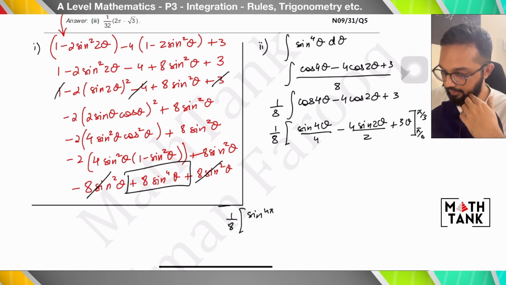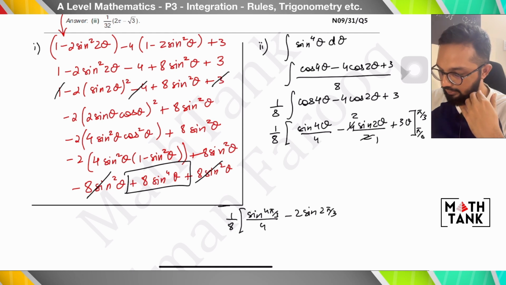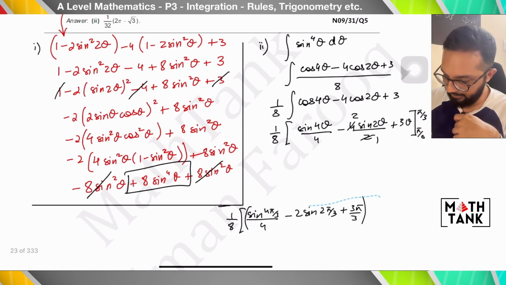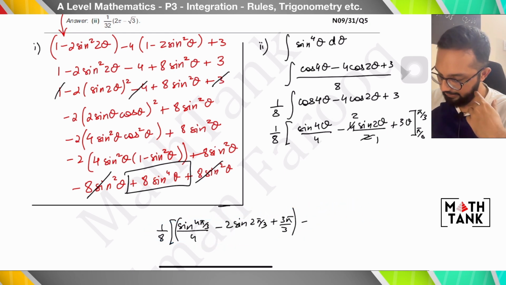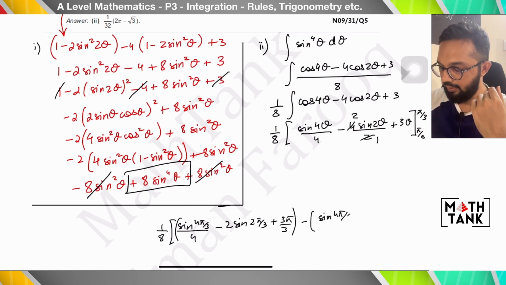sine 4 pi over 3 over 4. That's 2 sine 2 pi over 3 plus 3 pi over 3. That's the lower limit. I think I still need more space. Minus sine 4 pi over 6 over 4 minus 2 sine 2 pi over 6 plus 3 pi over 6.